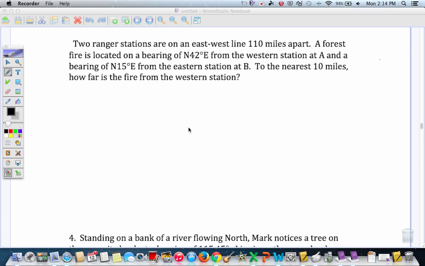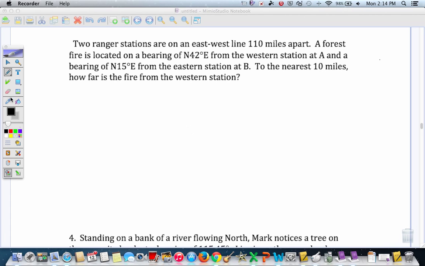So as we've talked about before, I'm going to read through the entire problem, then go back through it line by line to put my diagram together. Two ranger stations are located on an east-west line, 110 miles apart. A forest fire is located on a bearing of north 42 degrees east from the western station at A, and a bearing of north 15 degrees east from the eastern station at B. To the nearest 10 miles, how far is the fire from the western station?